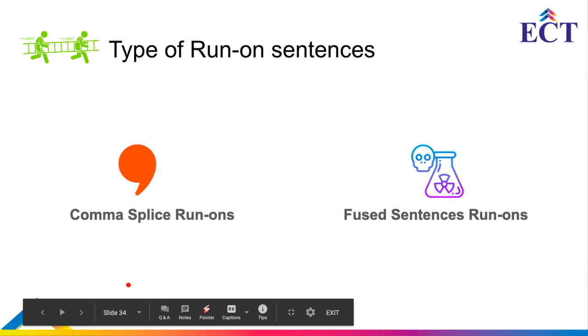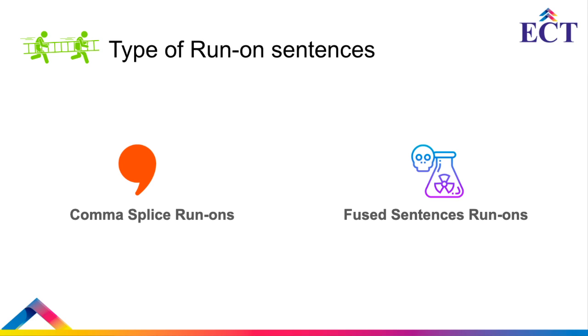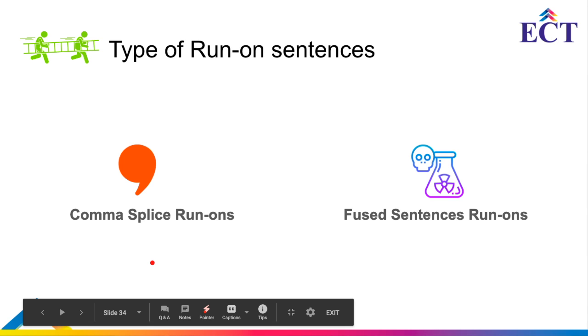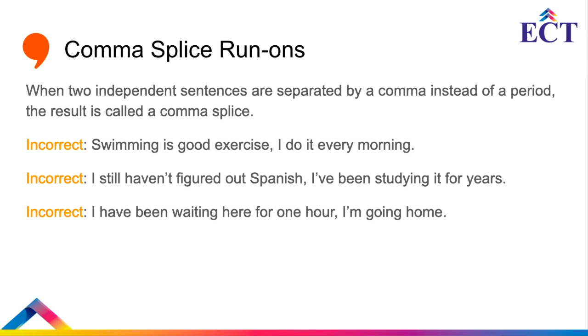There are two types of run-on sentences: comma splice run-ons and fused sentence run-ons. Don't go by the terminologies. Just understand the intent, and you will get a clear picture of what I'm trying to say. When two independent sentences are separated by a comma instead of a period, the result is called a comma splice. For example, swimming is good exercise, comma, I do it every morning.